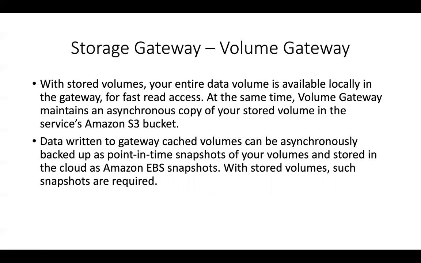So with stored volume gateway, in contrast to cached volume gateway, your entire data set is available locally on the gateway cache for very fast access. And at the same time, it maintains an asynchronous copy of your stored volume in an S3 bucket, right? And data written to the gateway volume can be asynchronously backed up as point-in-time EBS snapshots. With stored volumes also, such snapshots are required, because if you want to create a new EBS volume out of that snapshot and then mount it onto an EC2 instance, it will be very helpful, right?